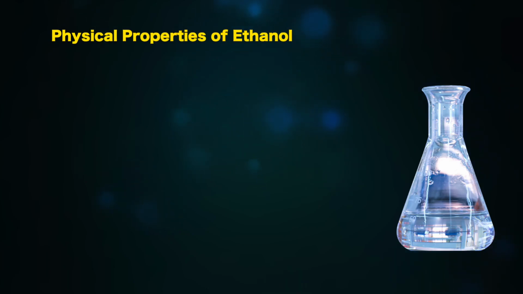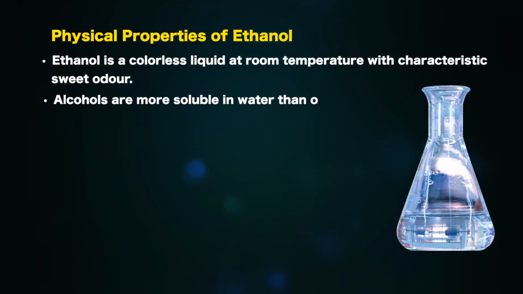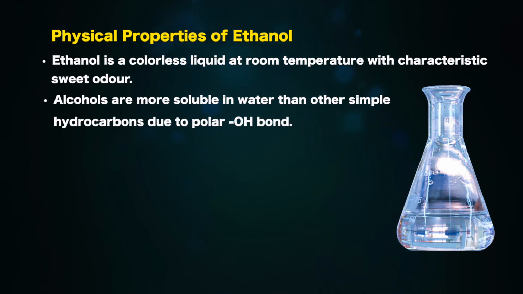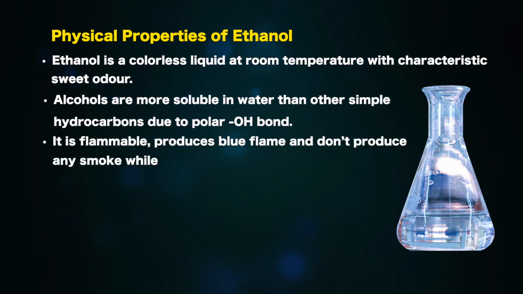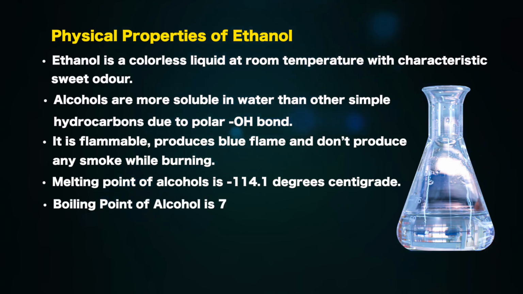Ethanol. Physical properties of ethanol. Ethanol is a colorless liquid at room temperature with a characteristic sweet odor. Alcohols are more soluble in water than other simple hydrocarbons due to the polar OH bond. It is flammable, produces a blue flame, and does not produce any smoke while burning. The melting point of alcohol is minus 114.1 degrees centigrade. The boiling point of alcohol is 78.3 degrees centigrade.